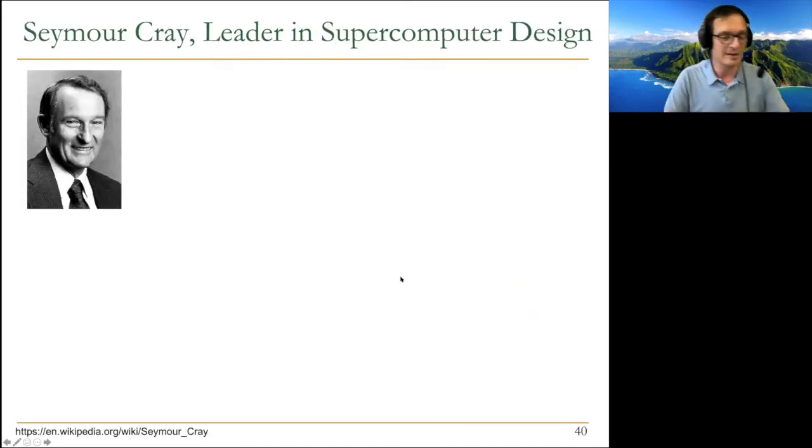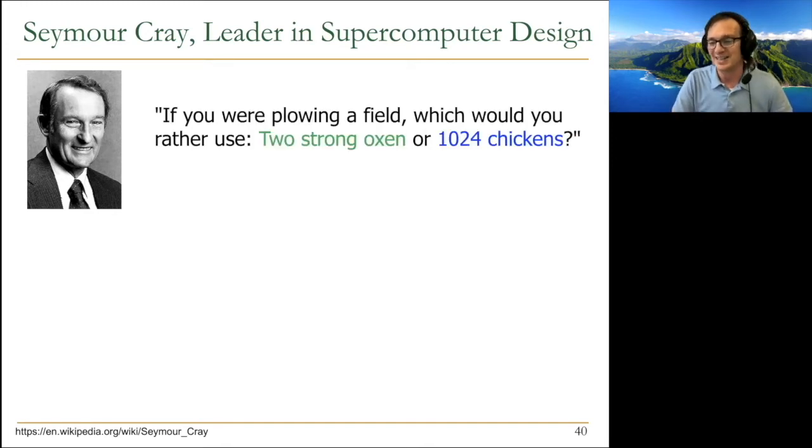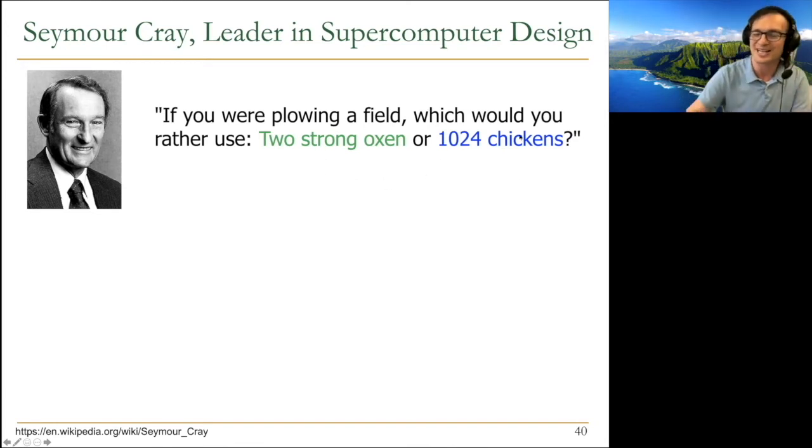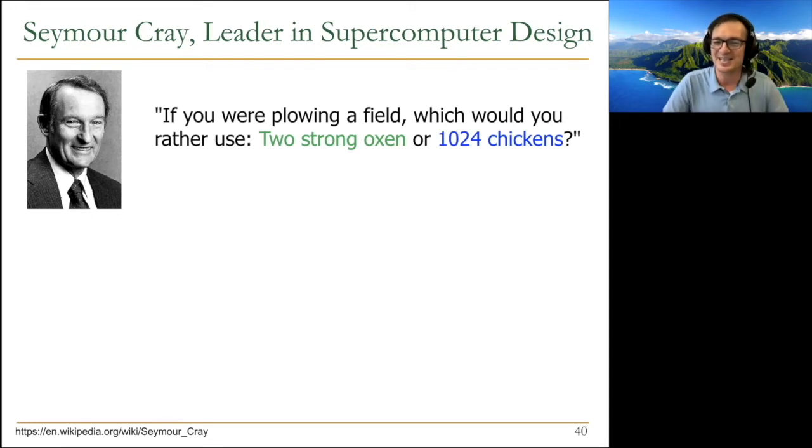Okay, so I think no discussion of Cray computers should go without mentioning Seymour Cray, who actually founded Cray Research to develop these supercomputers. He was a leader in supercomputer design. After he designed all of these machines, he's known to say, if you were plowing a field, which would you rather use, 2 strong oxen or 1,024 chickens? I think his answer was 2 strong oxen, 2 big animals, basically very powerful processors rather than very many simple processors. He figured out that after all of these designs, the memory system was a big bottleneck. And to tolerate a lot of the memory latencies, you actually need some powerful processors in your system.